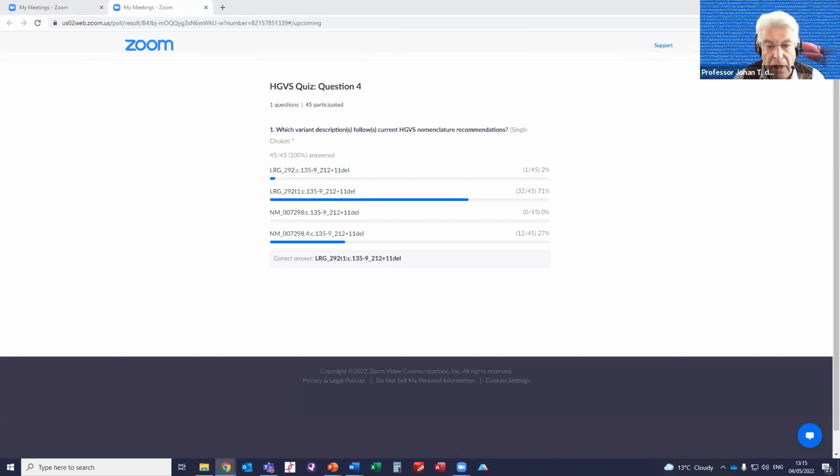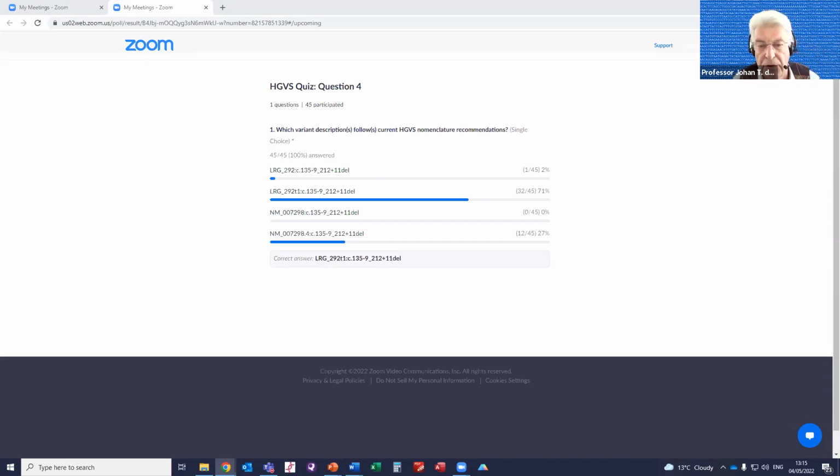Yeah, so the right answer is the second one. That's fully complete. One of the basic rules of HGVS is that when you use a reference sequence, it must contain the nucleotides that you describe as variant. An NM reference sequence is a cDNA type of transcript. It does not contain intron sequences. So you cannot use an NM to describe variants in the intron. So that's why the two answers starting with the NM are wrong.